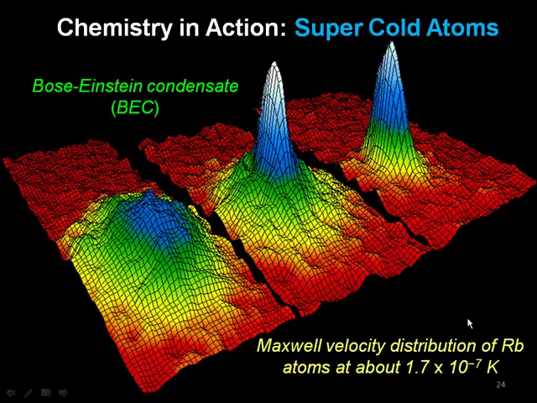Now, one thing that happens, you guys started to learn about this with the absolute zero video. One of the things that happens is when a particle reaches a very low temperature. This is 1.7 times 10 to the negative 7th Kelvin.